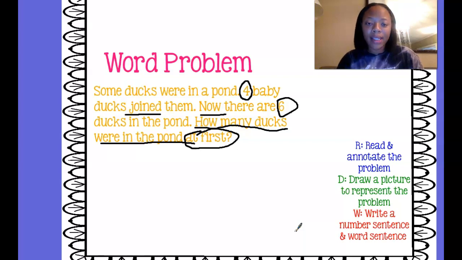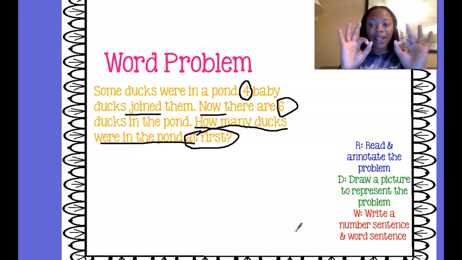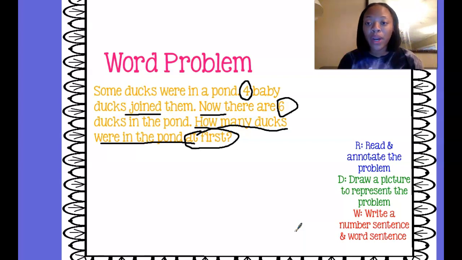So down below, you're going to see 2 pictures of a word problem, and they've both been annotated. I want you to select the word problem that is annotated with excellence. Which word problem will help us solve the problem?